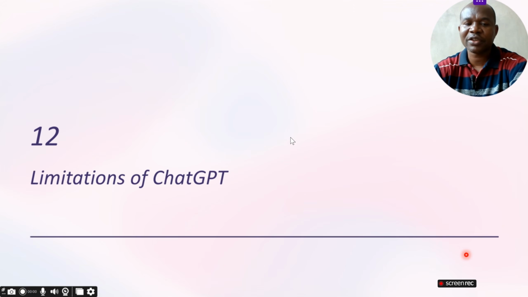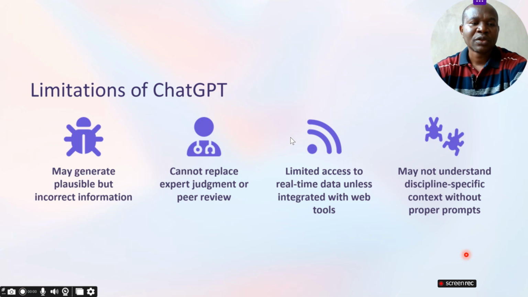How about the limitations of ChatGPT? Of course, like we said, it may generate plausible but inaccurate information. So there's need for personal review or fact checking of whatever you have generated from ChatGPT. It cannot replace expert judgment, it can only complement expert judgment. So the place of peer review is still very, very important.